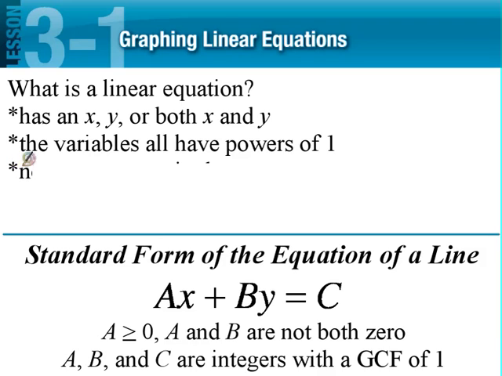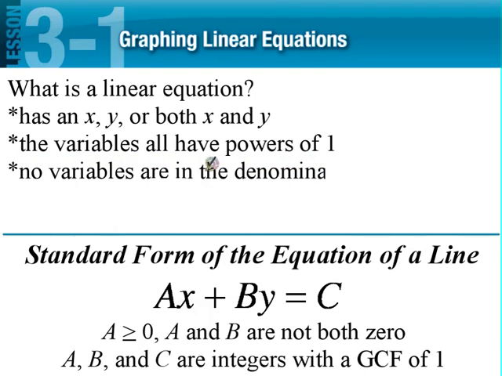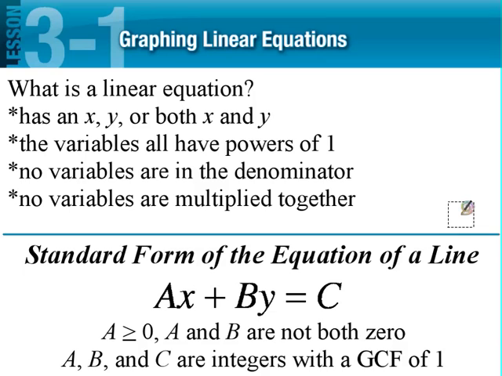Okay, next. No variables are in the denominator. Okay, so you can't have a fraction with a variable in the denominator. Now that's not saying you can't have a fraction. You could have like 1/4. But it's saying that a variable is not in the denominator. So, has an x, a y, or both an x and a y. All variables have powers of 1. And there are no variables in the denominator. And then we have one final thing. No variables are multiplied together. So that basically means you can't have x times y. Can't have that.